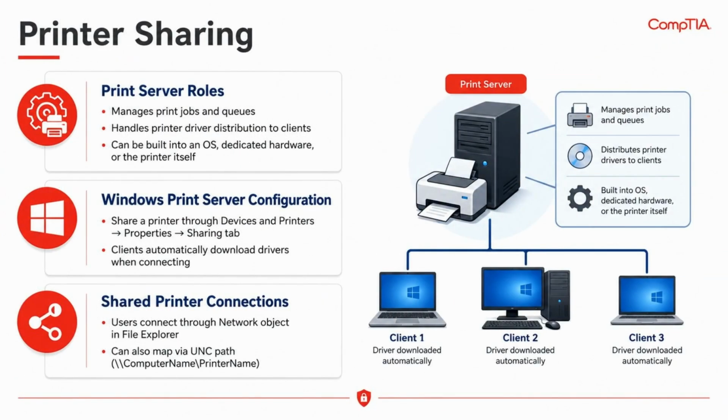A print server manages print jobs and queues and handles driver distribution to clients. It can be built into an OS, run as dedicated hardware, or live inside the printer itself. In Windows, share a printer through Devices and Printers, Properties, then the Sharing tab, and clients automatically download the driver when they connect. Users connect through the Network object in File Explorer, or by mapping the UNC path directly, like two backslashes, computer name, backslash, printer name.